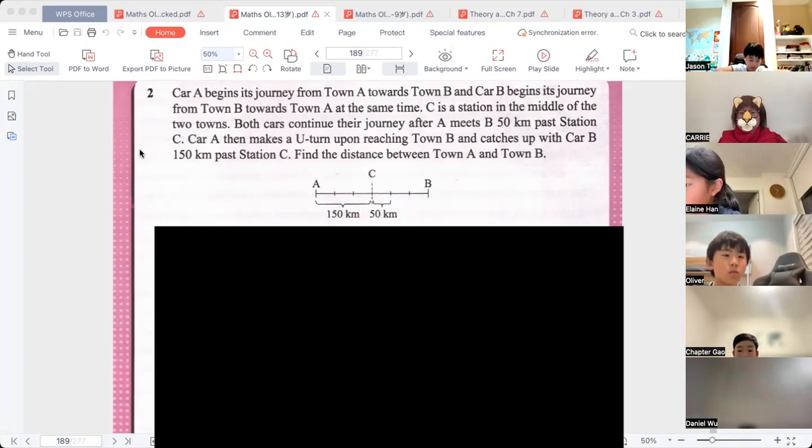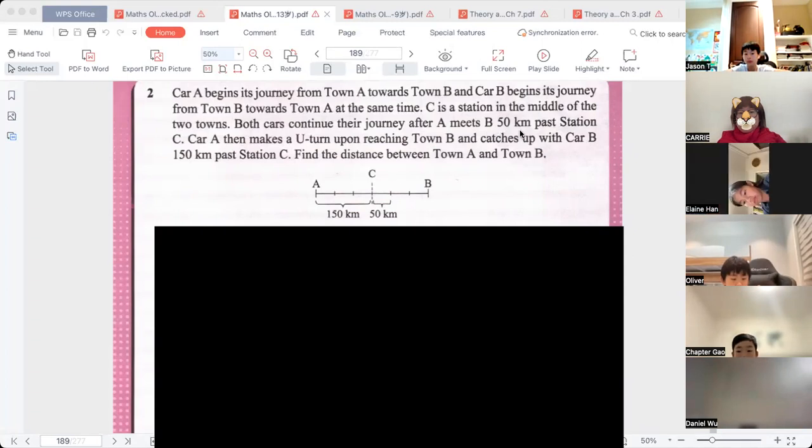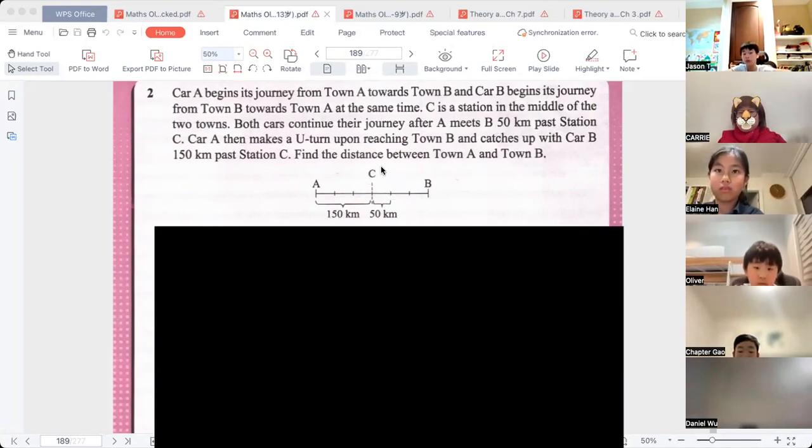Okay, what does it mean? There's one thing we need to make sure of here. A meets B 50 kilometers past station C. We know station C is in the middle, right? So I want to ask everybody a very important question.